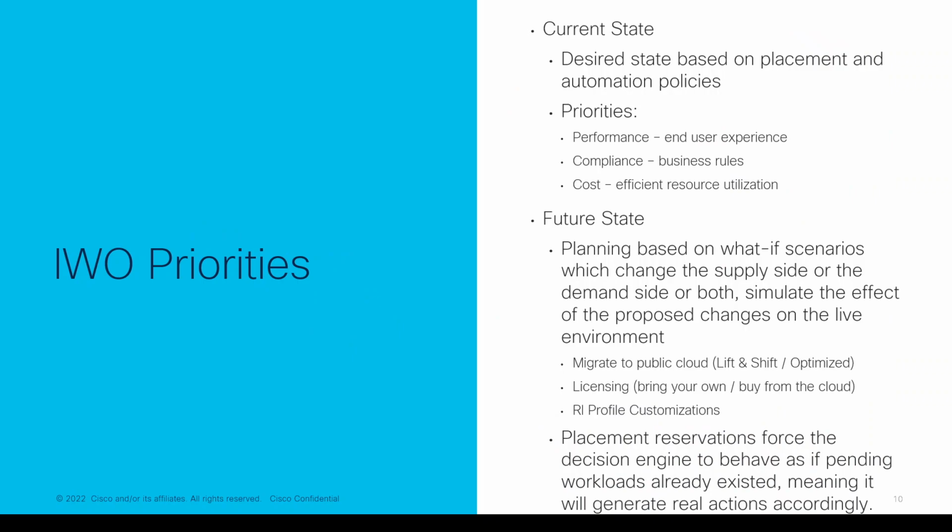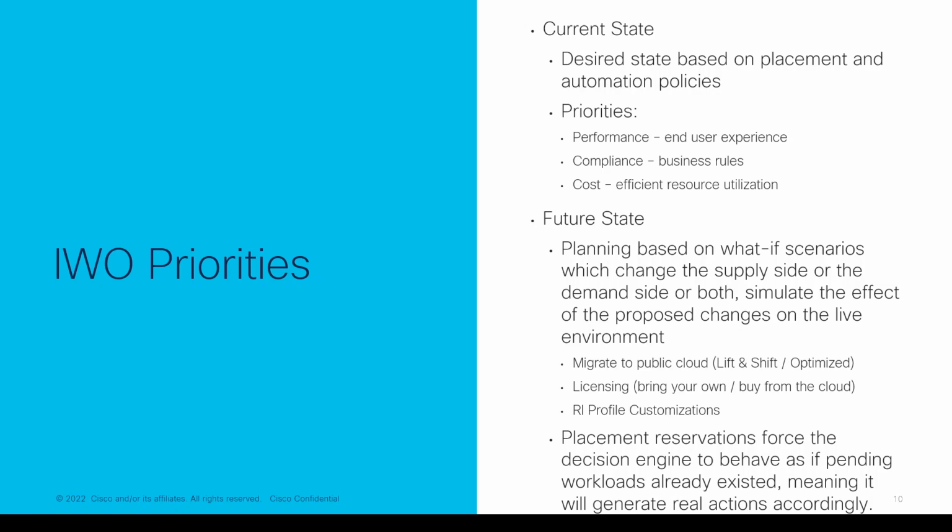All right, so let's talk about IWO's priorities and how it evaluates current state and future state. We said that IWO is concerned with both the current state and the future state of your environment. And so on this slide, we're just going to take a deeper look at how each of those things works. So if we talk first about current state, Workload Optimizer uses data from targets, like we've talked about, those are your data sources, as input to its decision engine. And the decision engine is really concerned with three priorities.